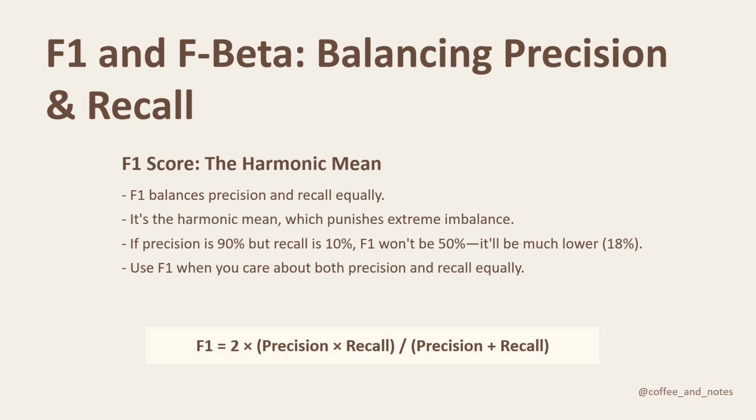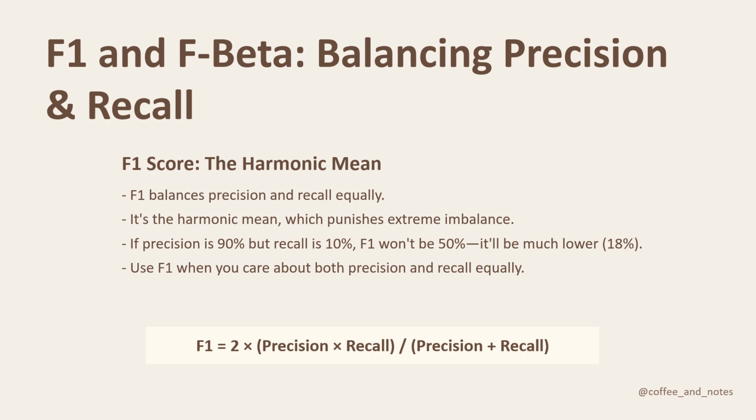Sometimes you want a single number that balances precision and recall. That's where the F1 score comes in. F1 is the harmonic mean of precision and recall. Why harmonic mean and not arithmetic mean? Because the harmonic mean punishes extreme imbalances. If precision is 90% and recall is 10%, the arithmetic mean would be 50%, (90 plus 10) divided by 2, which makes it sound okay. The harmonic mean, on the other hand, would be around 18%. That's a much more honest picture.